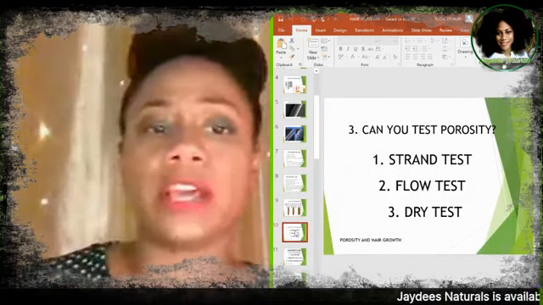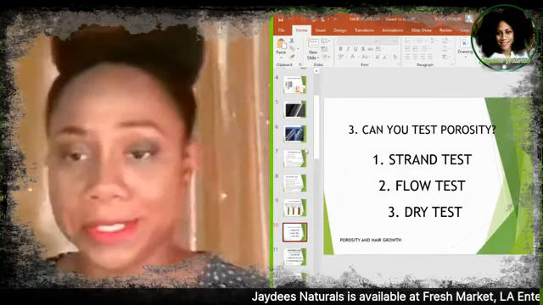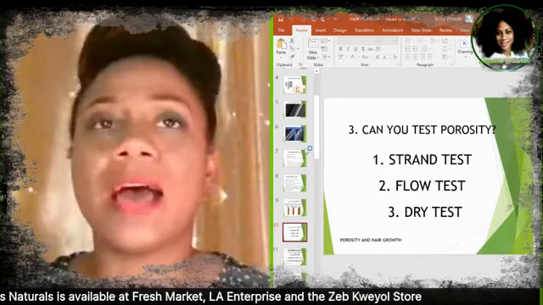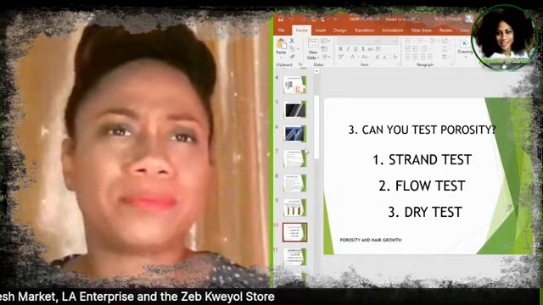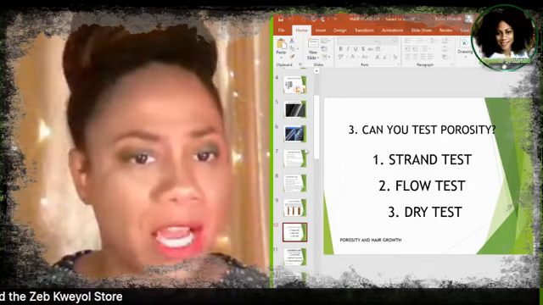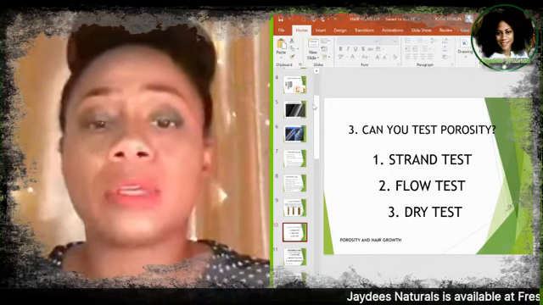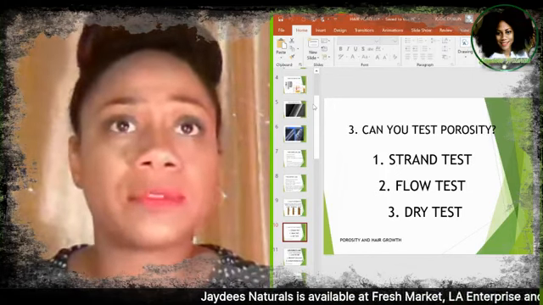Okay, now there's talk in the natural hair world about testing porosity. I wouldn't say these tests are 100% accurate, they're maybe just a way to see, but those tests themselves are flawed.